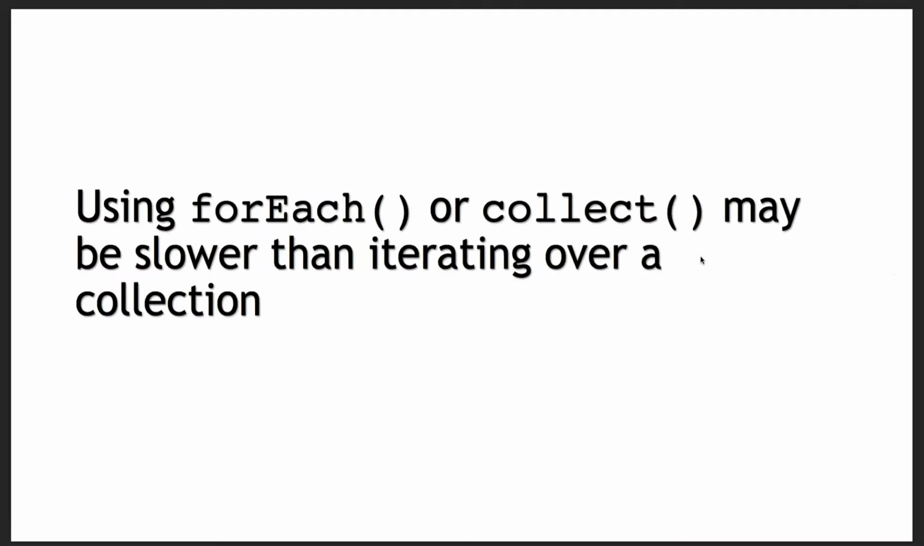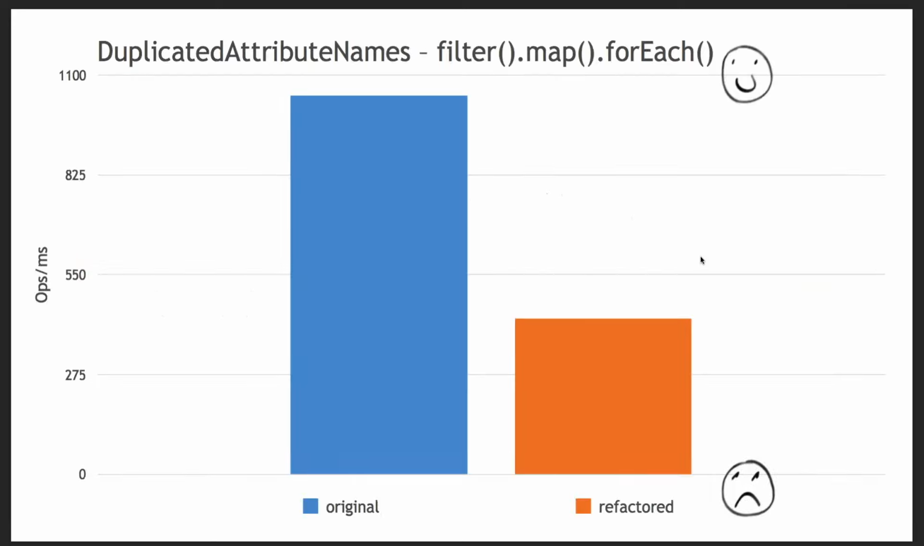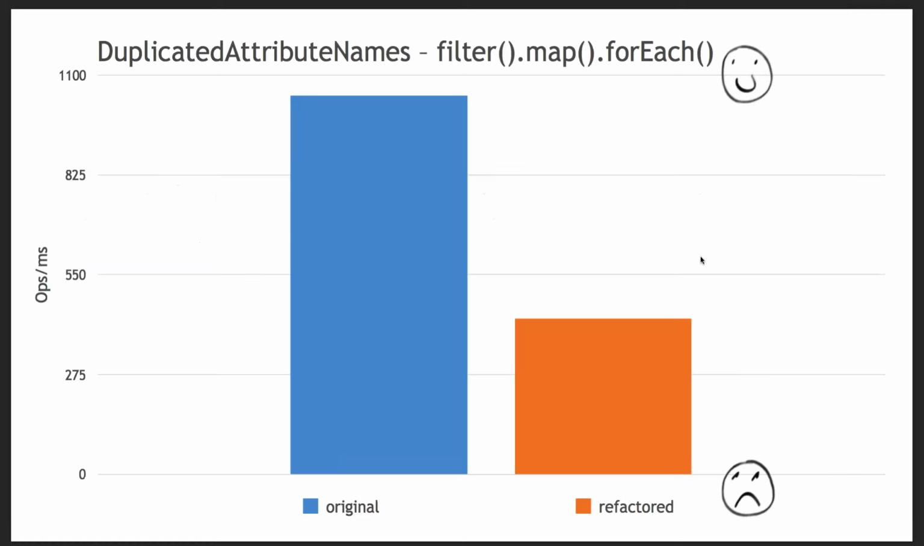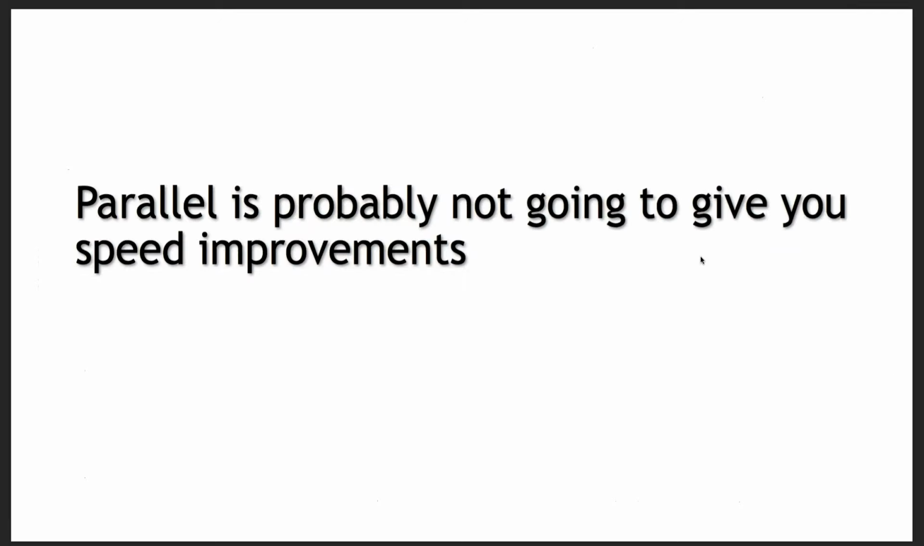So this is one of those examples where using streams on arrays gave you much worse performance than the original code. Using the for each or the collect might be slower than iterating over a collection. This is where the answer is it depends. There are some cases where using the for each gave you about half of the speed that you had before, and some cases where you get the same sort of performance. It depends a bit on what you're doing. What's the cost of the operation inside that iteration?